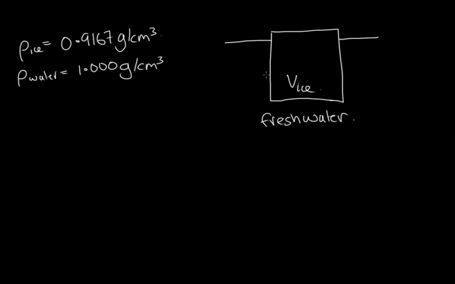Now we know that the net force acting on our ice block is 0 because the ice block is not moving. So we've got a buoyancy force pushing the iceberg up and a weight force pushing the iceberg down, and these two forces must balance each other or the iceberg would accelerate, and it's not accelerating, it's remaining stationary. Okay, so the buoyancy force is equal to the weight of the water displaced.